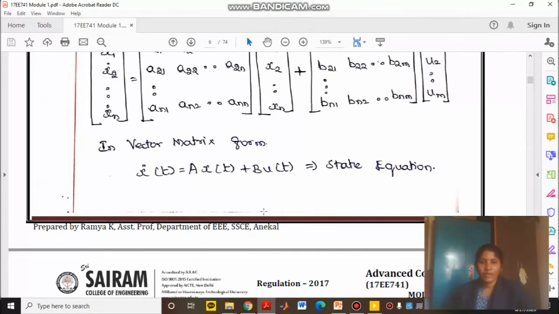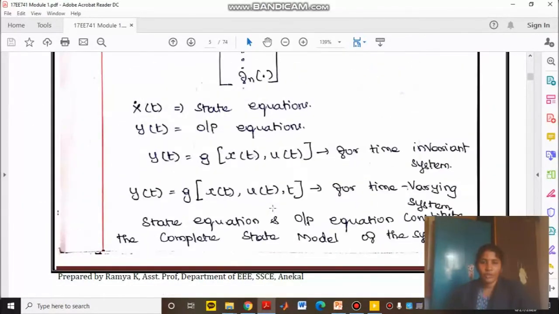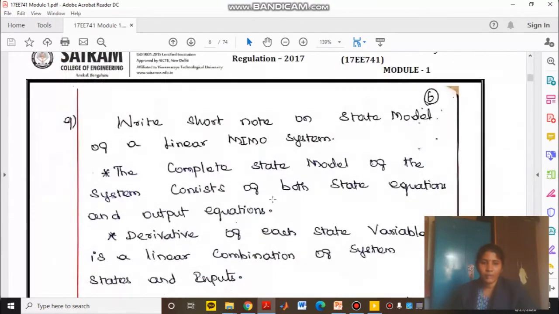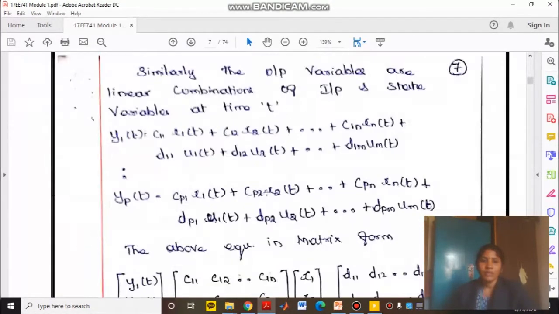Now similarly, we need to write your output equation. So previously we have seen the output equation is a function of x and u. So G you are representing, which means that it is some other matrix, not A and B. Similarly, you can write y1 of t is equal to c11 x1 of t plus c12 x2 of t. Likewise, it goes on till c1n into xn of t.